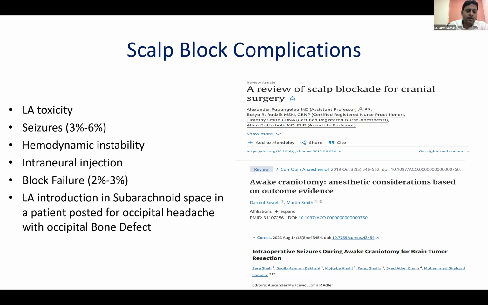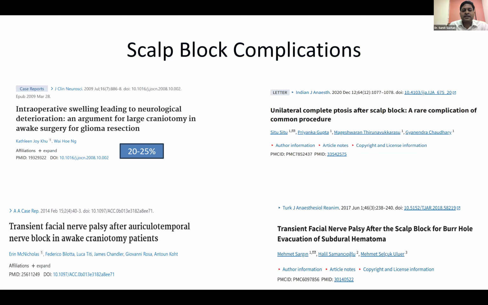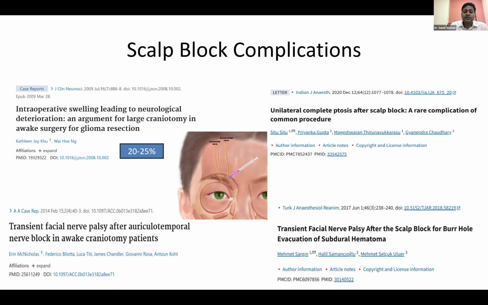in those cases. Local anesthetic introduction into the subarachnoid space has been well written about in the literature. Venous air embolism are some of the other complications. Some of the complications pertaining to the scalp block itself are intraoperative brain swelling, which has an incidence of around 20 to 25%. Unilateral complete ptosis, transient facial nerve injury, and even orbital injury have been shown in the literature.